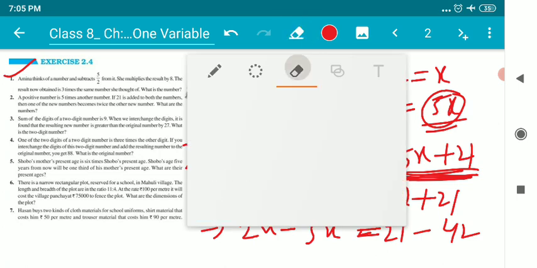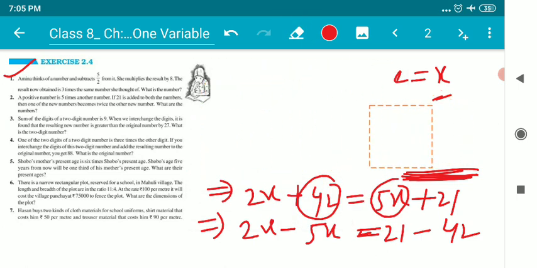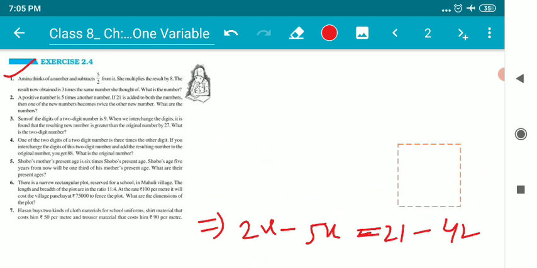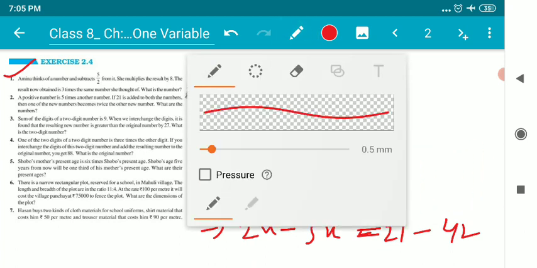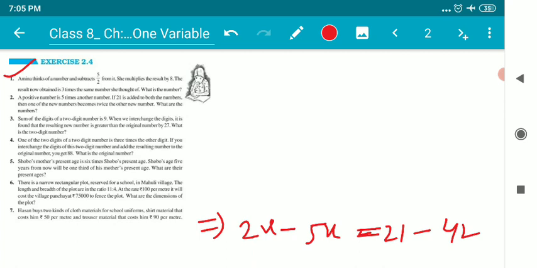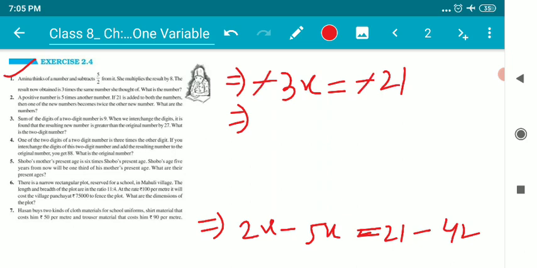Now let me clean a bit. Okay, now children, I'm writing from here: 2x minus 5x results minus 3x, equal to 21 minus 42 results minus 21. Okay, now this minus and this minus will be cancelled. As we all know, whenever the total left hand side and total right hand side are negative, minus and minus get cancelled.